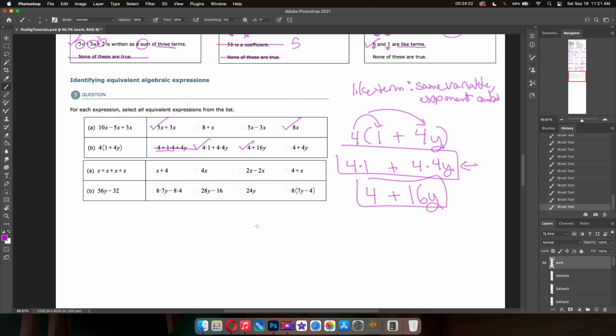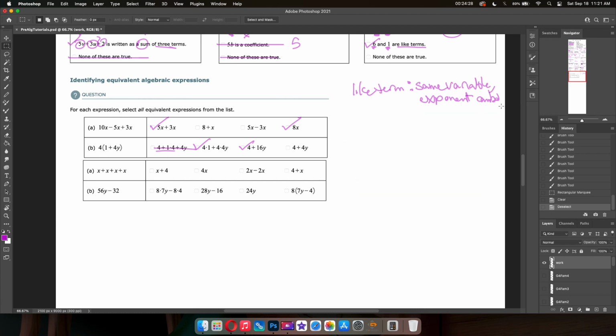Let me erase this so I have space to work. Okay, so now we have x plus x plus x plus x. That's our next one. And my handwriting is terrible. We're going to ignore that. We have like terms, same variable combination, x, x, x, x. Yep, absolutely. So I have 1, 2, 3, 4 x's. My final answer is going to be 4x.